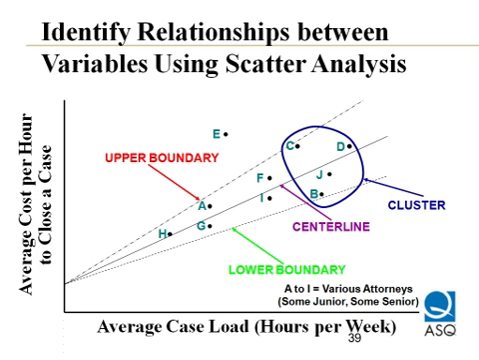In this particular application, just for purposes of demonstration, I was doing some work for an attorney, and you can see that the letters A through I represent various attorneys. Some are junior attorneys, some are senior attorneys. On the horizontal or x-axis, we have the average caseload in hours per week, and on the vertical axis, the average cost per hour to close a case.